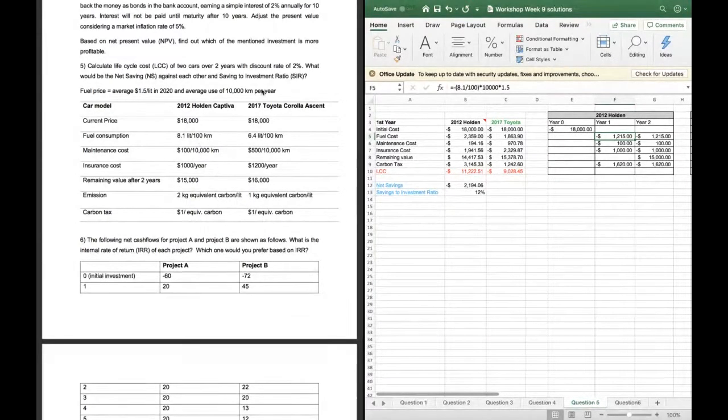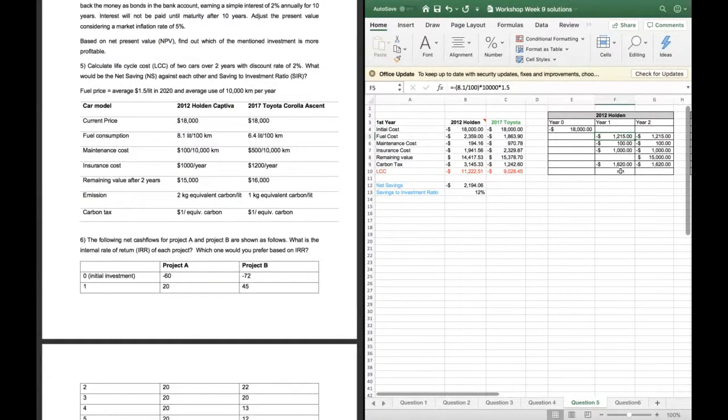Now remember, in this step we have already calculated the total fuel consumed, which is this into this for each year. So we get the total fuel consumed, so we just multiply it with 2 kilograms to find the total kilograms of CO2 emission for that total fuel consumed, and we are going to multiply it with $1 to find the total carbon tax value.